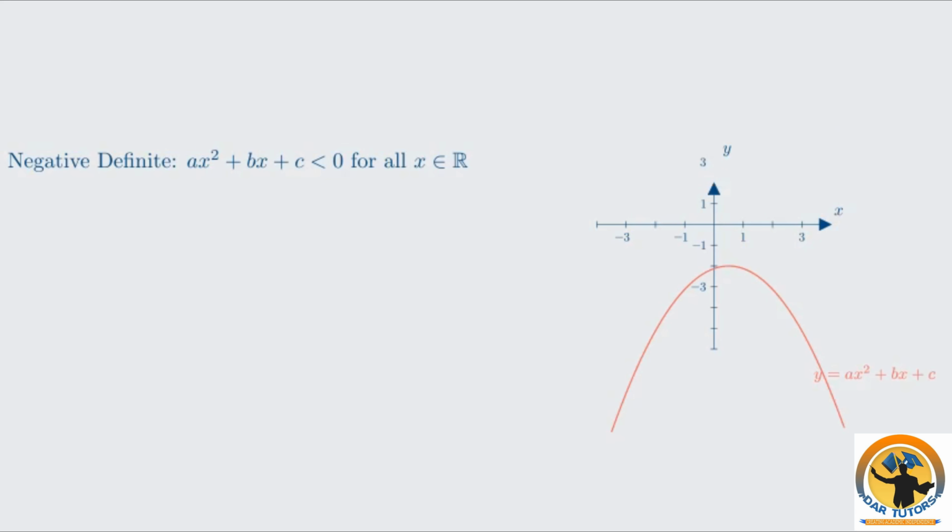Similarly, a quadratic is negative definite if its value is negative for all real values of x. This means the entire parabola lies below the x-axis. For this, the conditions are: first, the parabola must open downward, so a must be negative. Second, it must not touch or cross the x-axis, so the discriminant must be negative. A quadratic is negative definite if and only if a < 0 and Δ < 0.